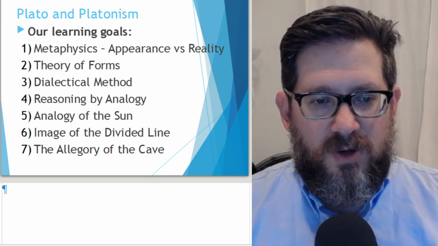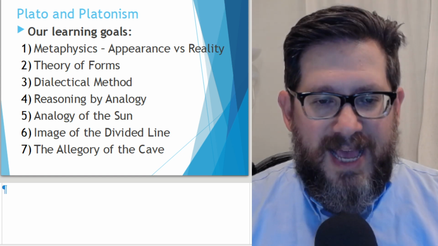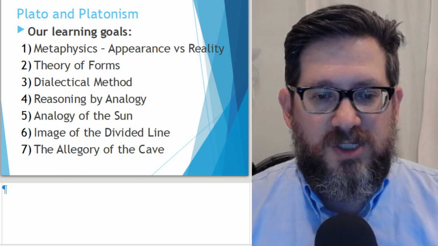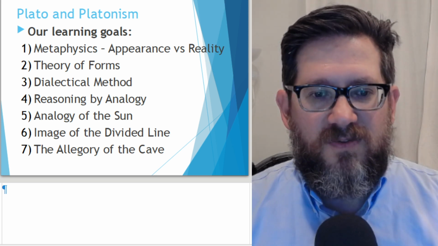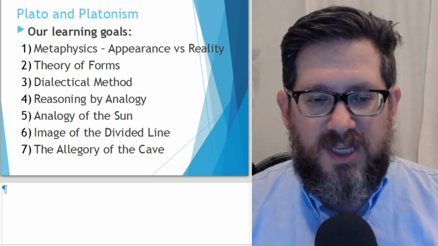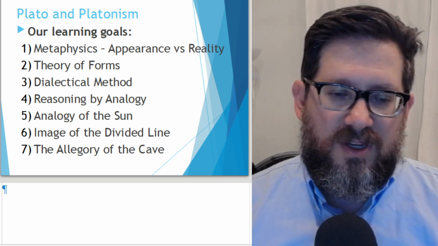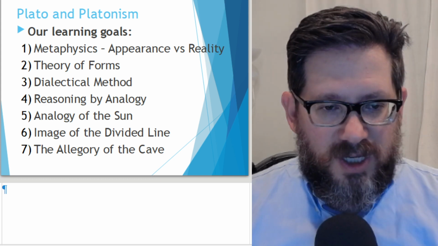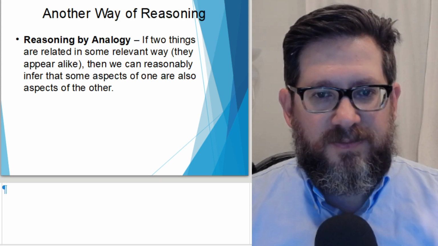In this video, we're going to do number 4, 5, and 6. We're going to do reasoning by analogy, the analogy of the sun, and the image of the divided line. And that will leave us in video 4 with the allegory of the cave. Just one item left for that last video. Okay, so let's get going. Let's get right to number 4, reasoning by analogy.